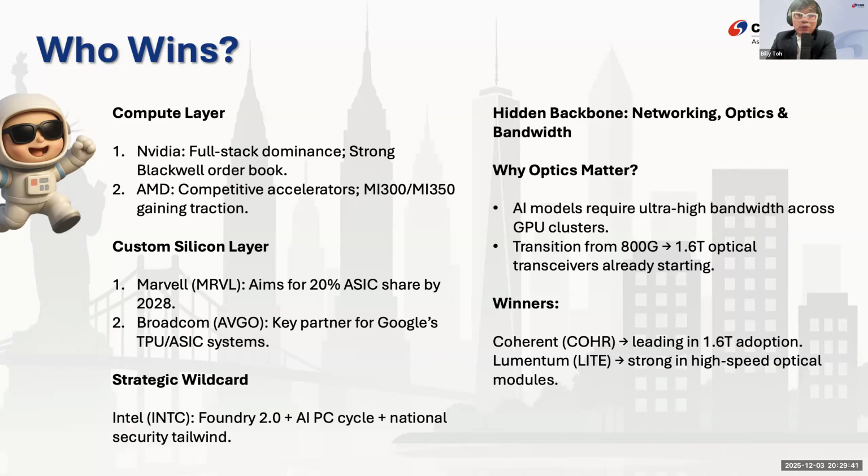So aside from that, you also need more than just that. You also need your networking and optics. Why is it important? Because a lot of your AI models require ultra high bandwidth across GPU clusters. So we are seeing a transition from 800 gigabit to 1.6 terabit optical receivers now. We have winners like Coherent, who's leading in the 1.6 terabit adoption. We also have Lumentum. So these are players that will actually benefit from this demand that is rising in the near term.